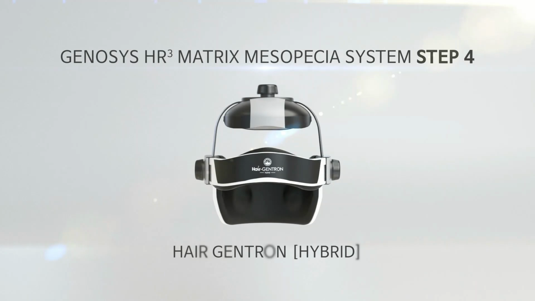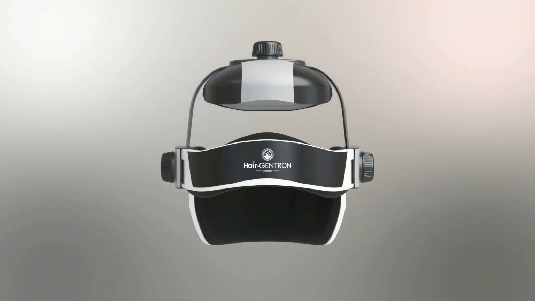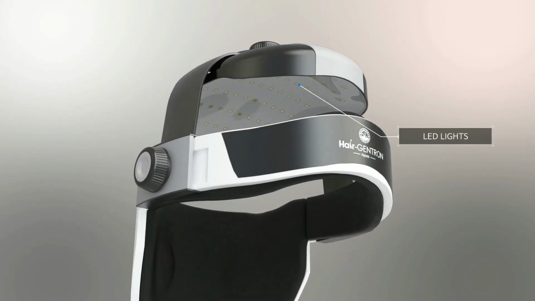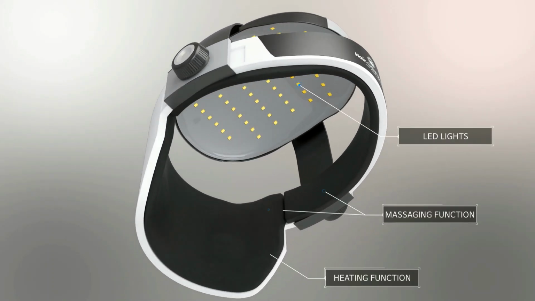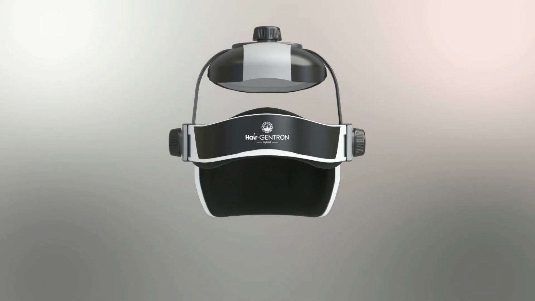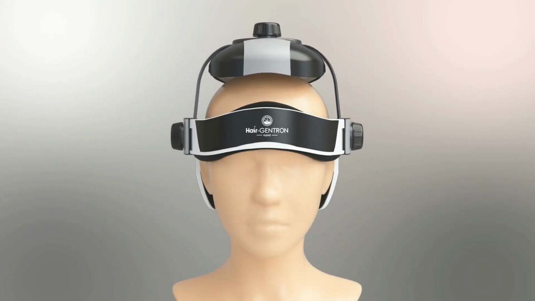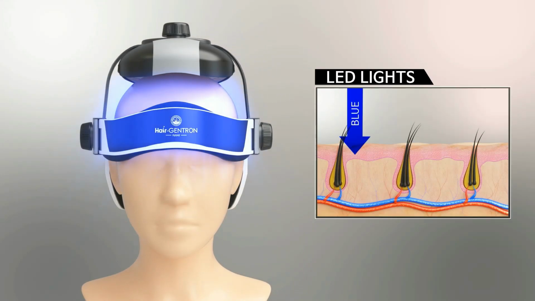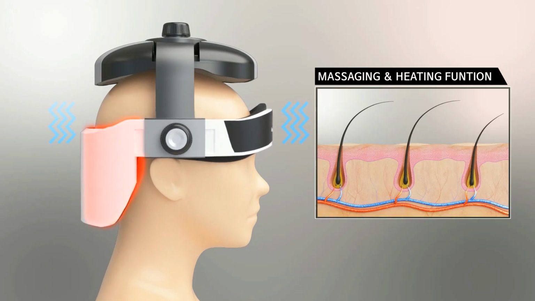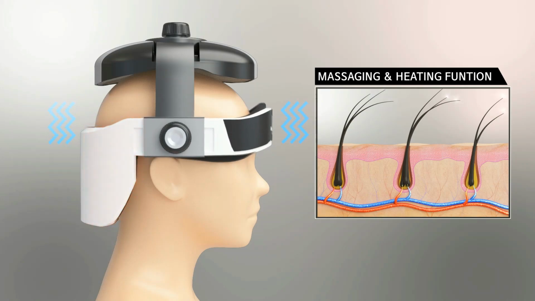The last step in hair loss treatment is using Hair GENTRON. Hair GENTRON is a hybrid device which has LED lights, heating, and massaging functions for the scalp. LED lights from Hair GENTRON help cell regeneration, control oversecretion of sebum, and help cell activity. At the same time, with LED irradiation, massaging mode with or without heating accelerates hair growth by facilitating the blood supply of the scalp.